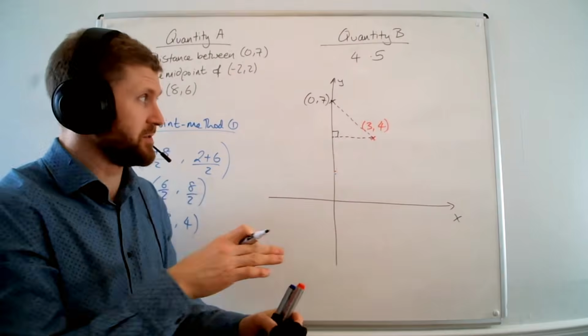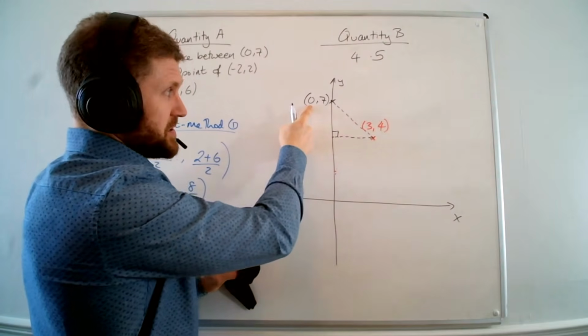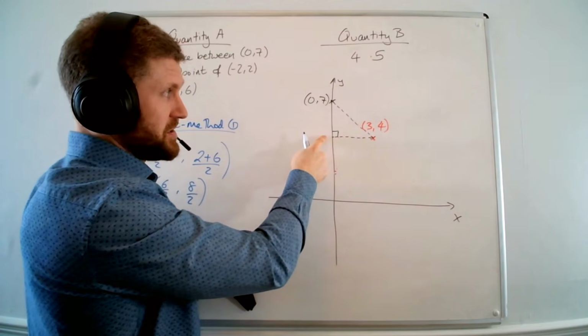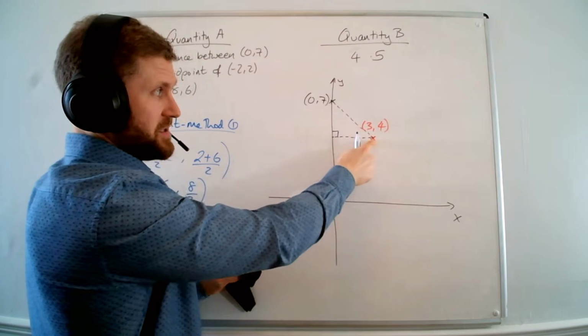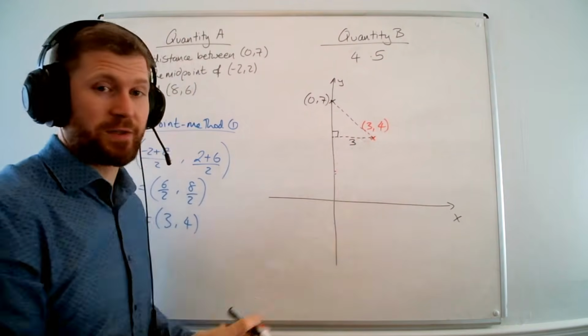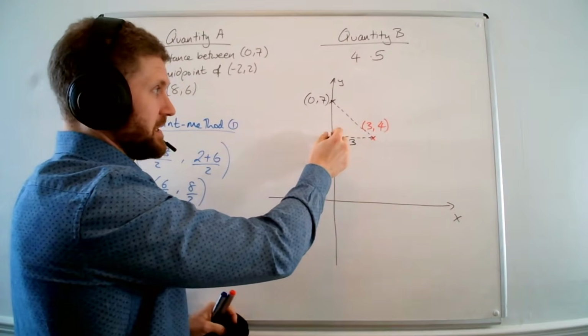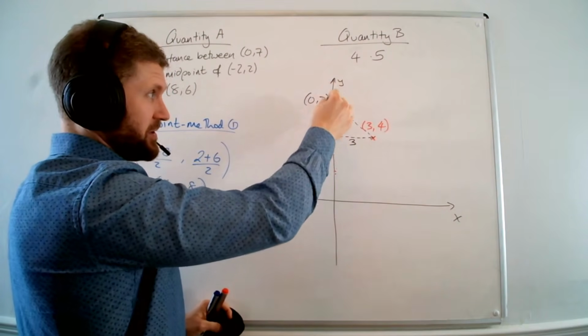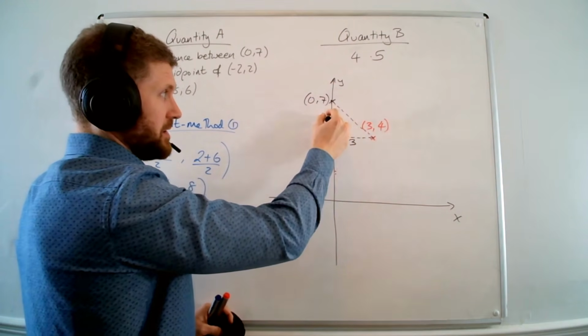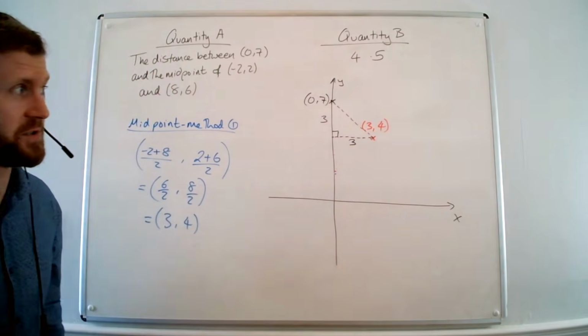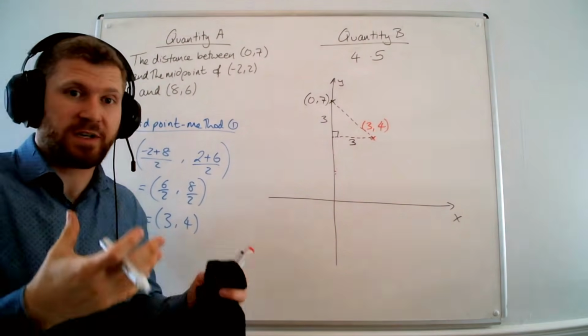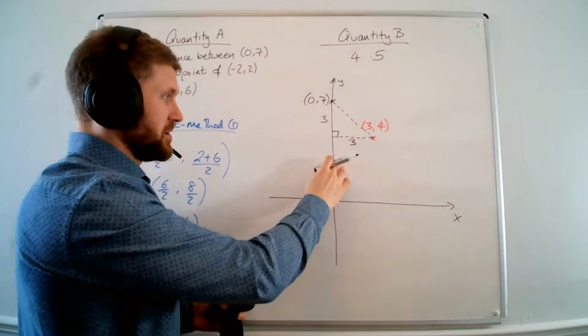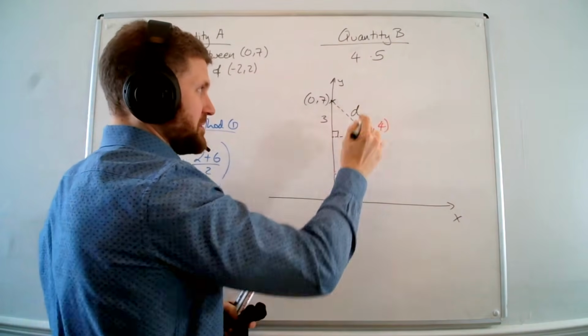I'll do the x-coordinate first. This starts at 0, the x-coordinate here is at 0, the x-coordinate of this point is at 3, so the length of that line is going to be 3. Vertically, this is at 7, this point's at 4, so I've got a distance of 3 there. So I've got an isosceles triangle, a 3, 3 triangle, and then the distance I want to find, let's call that d.